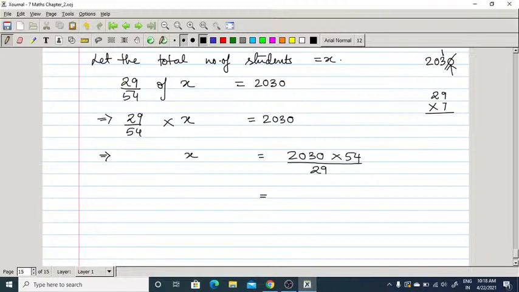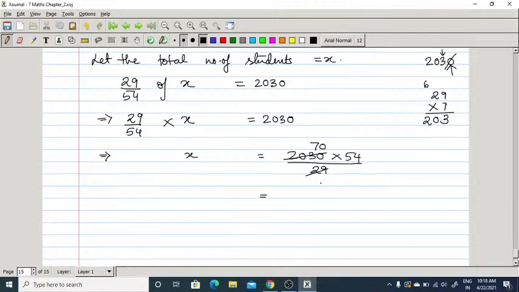Now let's go to 3. Does 3 occur as the last digit in the 9's table? Yes. 9 sevens are 63. So I am trying 29 into 7. So 7 nines are 63, 7 twos are 14, 14 plus 6, 20. So yes, this is 70.